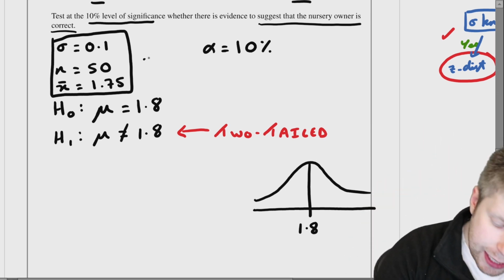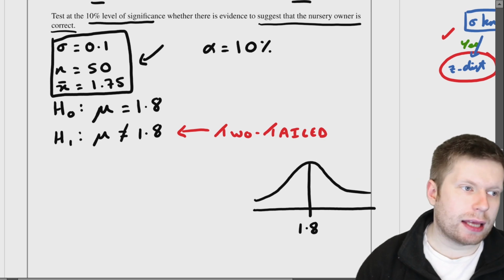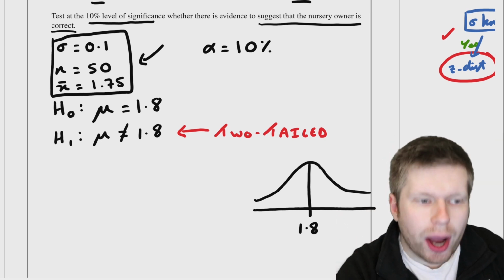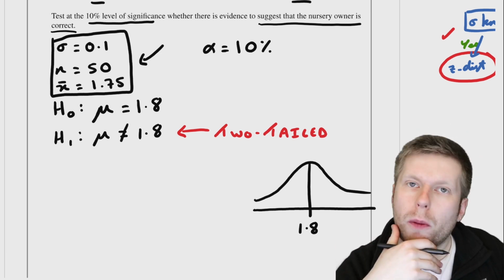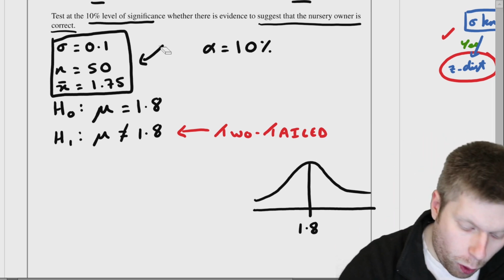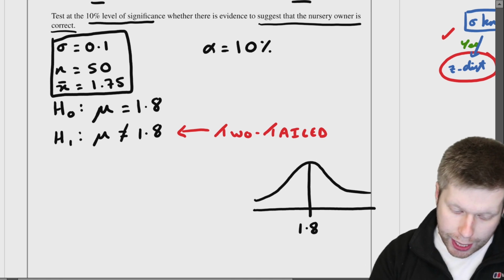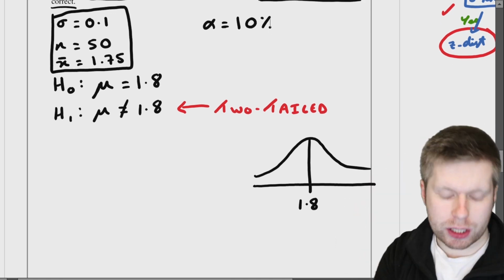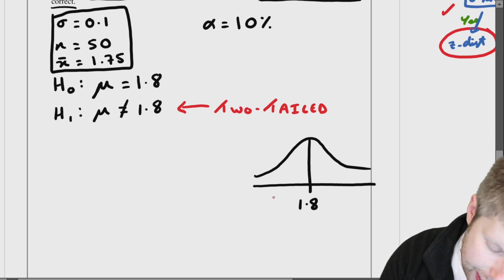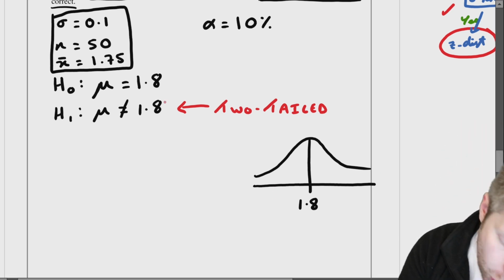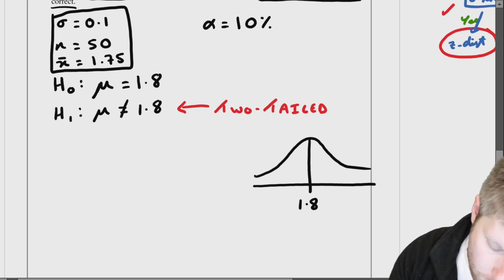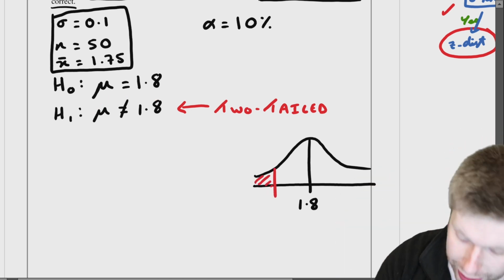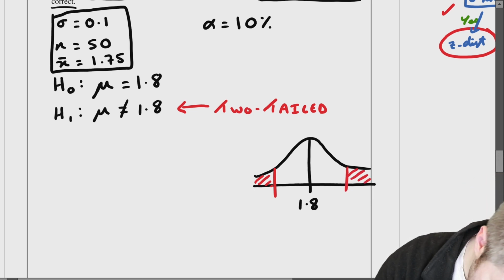Now what's the probability of getting this sample here? So a sample mean of 1.75 from a sample size of 50, given that I know the population standard deviation is 0.1. So I need to first of all work out the critical values, the cutoff points of my two tails. Because I'm basically saying I'm interested in it not being equal to 1.8, which means it could be either less than, so I'm looking for values which lie down here, or greater than, so values which lie up here instead.